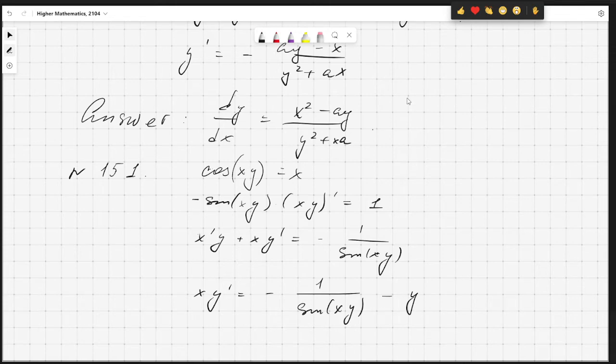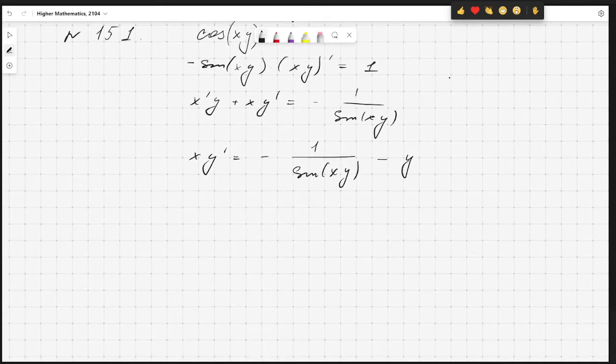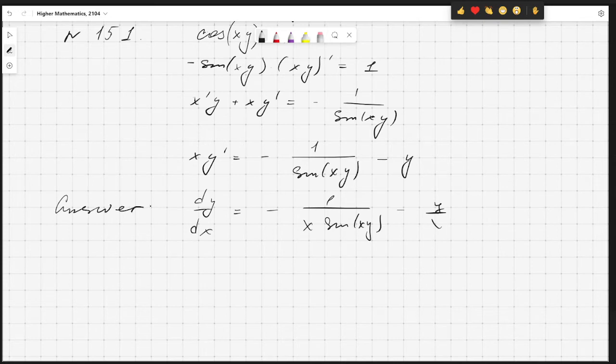Okay. And y prime, it means dy over dx, will be equal to minus 1 over x times sine of xy minus y over x. Is it clear? Yes. Very good. This is the method of differentiation of implicit functions.